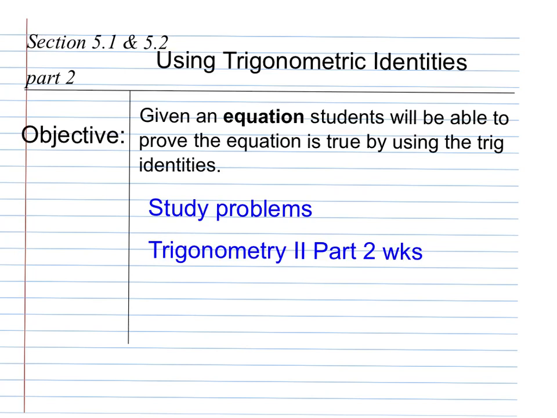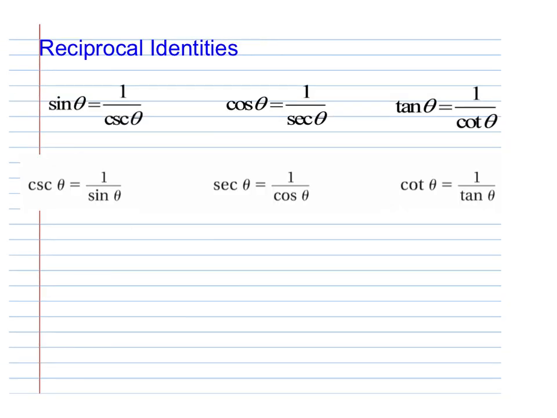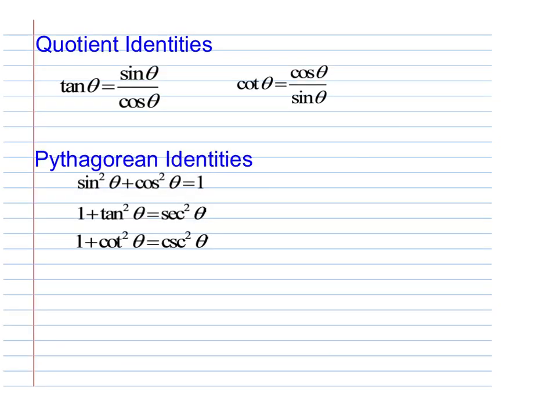So just like the previous day, we're gonna keep adding things to this and properties. We're still going to be proving or verifying that our identities are equal to each other, or are the same. So this is part 2. In this section, again, we're gonna be using the reciprocal identities, the quotient identities, and the Pythagorean identities. Those are the main 3 identities we're going to be using for the next couple of parts.